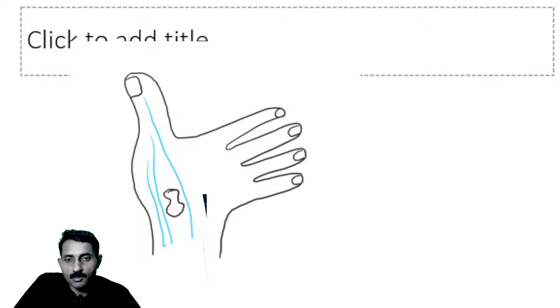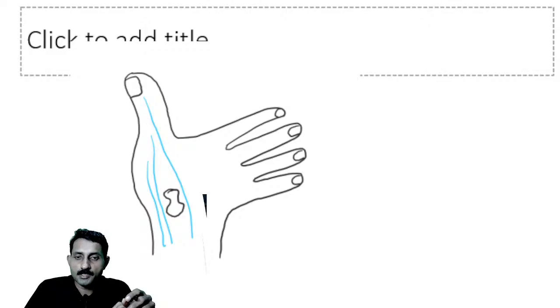What is the artery that will be injured? The radial artery will be injured. The radial artery is present on the floor. If you palpate your own anatomical snuff box, you will feel an artery. What is that artery? That is the radial artery. The bone injured in the anatomical snuff box is the scaphoid bone.